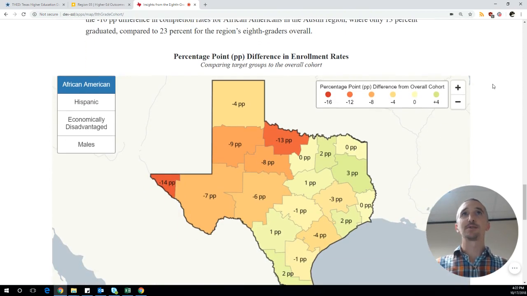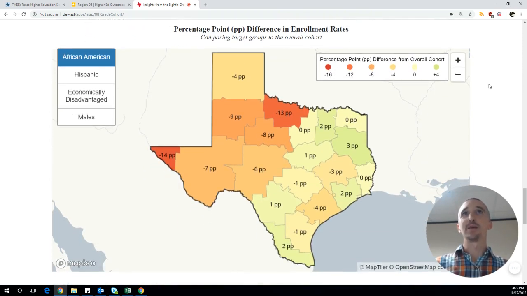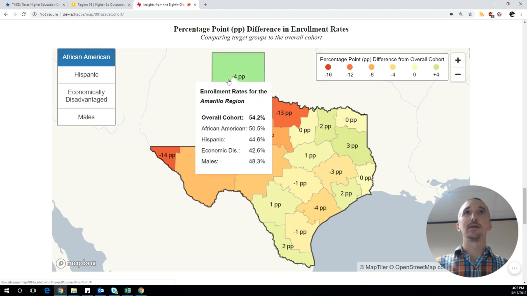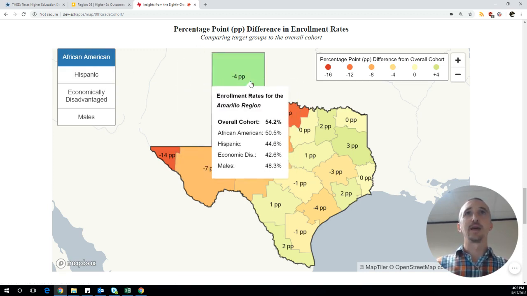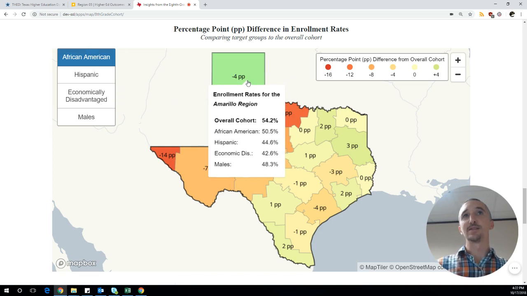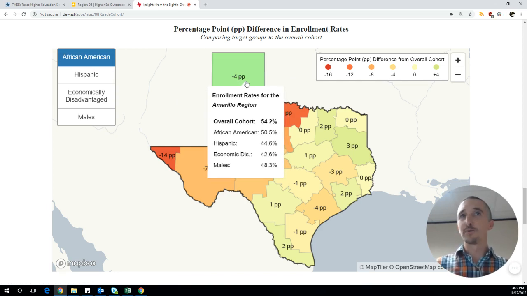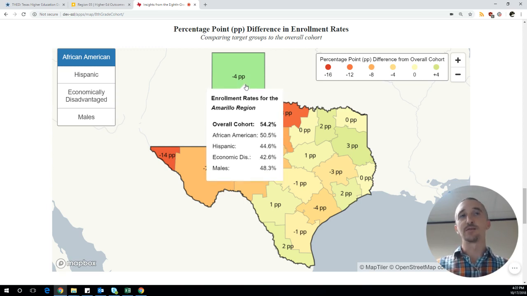And the last two maps we'll show you are about percentage point differences in enrollment rates. So this is comparing the overall cohort to the different target populations. So here, African American, -4 percentage points. What that means is the overall cohort, 54% enrolled in higher ed, whereas for African Americans, only 50%. So their percentage point difference is a 4% difference.